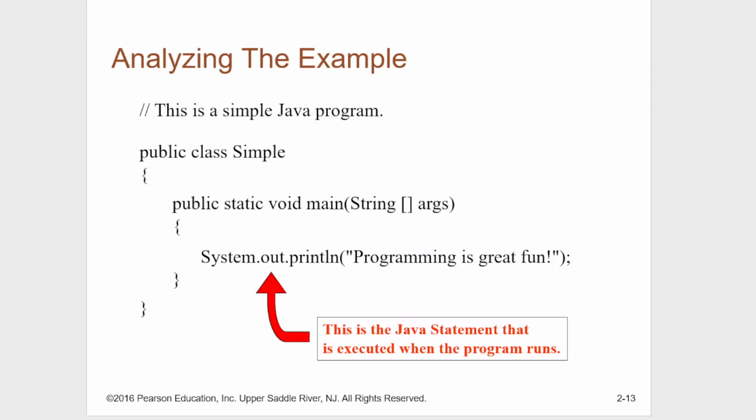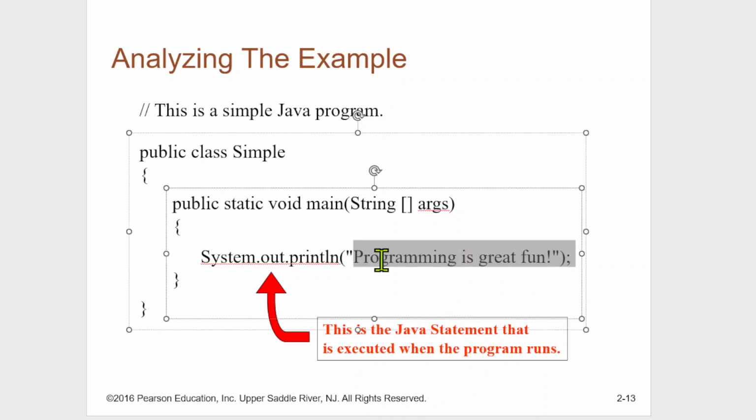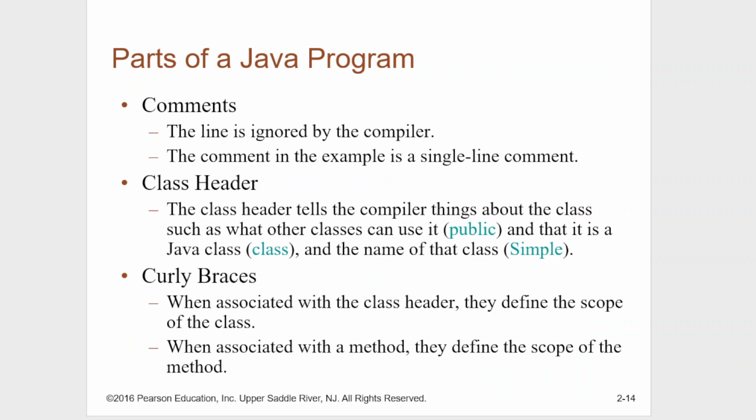Okay. And this is a Java statement which is executed when the program runs. Notice this is a Java statement to be executed, so this one stops with a semicolon. Okay, you see the semicolon, you know that's a statement that needs to be run. Okay, so now we're here with parts of a Java program: the comments, ignored by the compiler. In this example it's just a single line comment. You can make more comments.